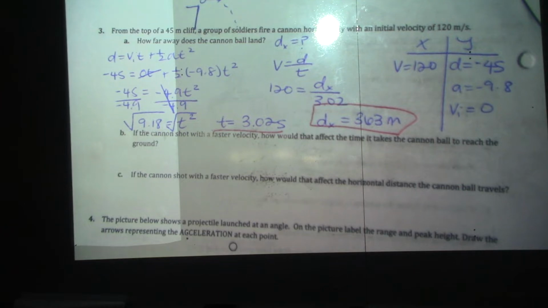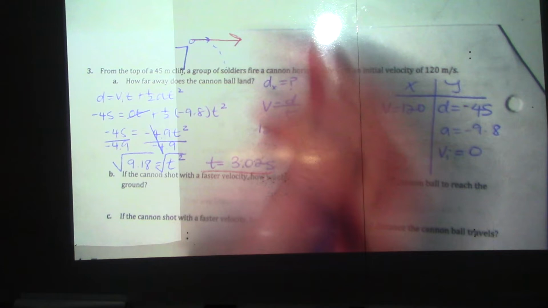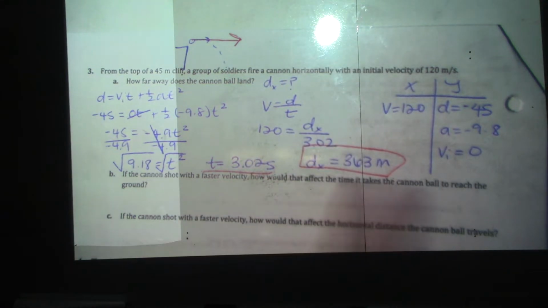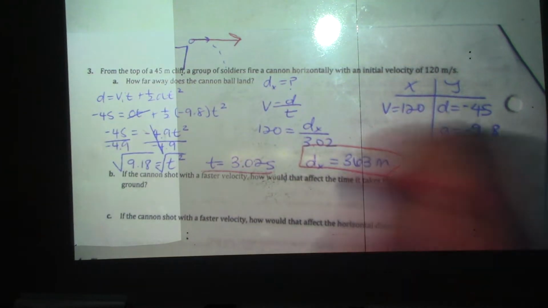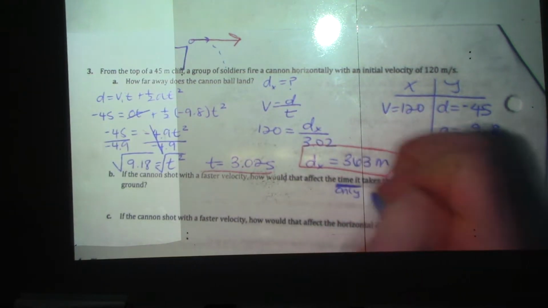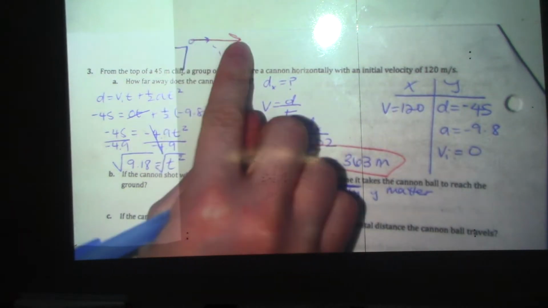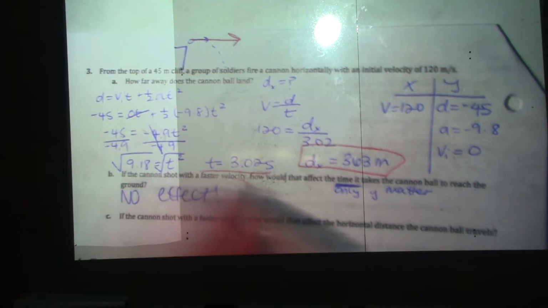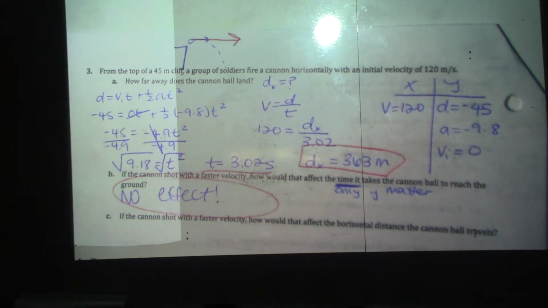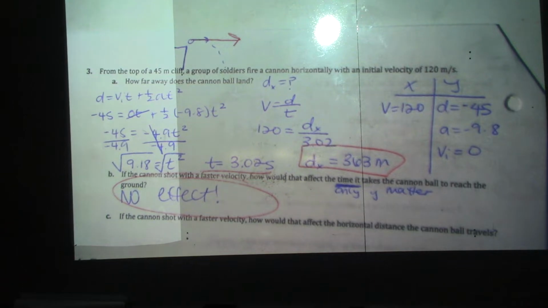If the cannon shot with a faster velocity, so let's think about if I go up here and I shot this with a faster velocity, how would that affect the time it takes for the cannonball to reach the ground? Well, when we're talking about time, only the y component matters. Here, that velocity was an x velocity, so going faster in the x direction is actually not going to affect the time at all. So I'm going to say no effect. It would be the same time if it was a faster velocity or if it was a slower velocity. Or if I just dropped it with no x velocity at all, it would be the same time because it's the same y distance.